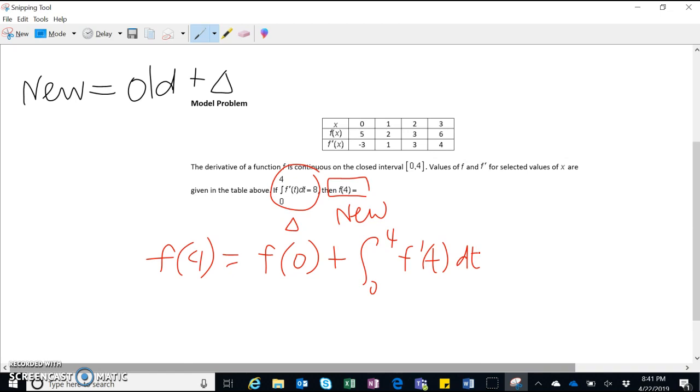And in this problem, this is a really nice application because I just have to go hunt in the question to find everything that I need. F of 0 is looking at me right here in my table, that's 5. And the value of the definite integral was a given. They told me that that was 8. So my answer on this new equals old plus change question is 13.